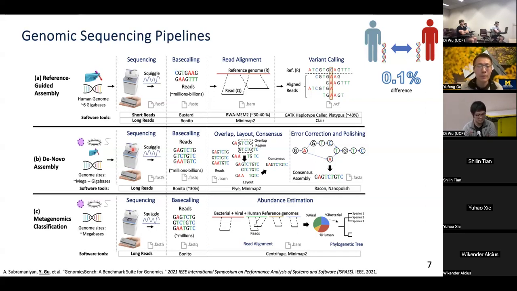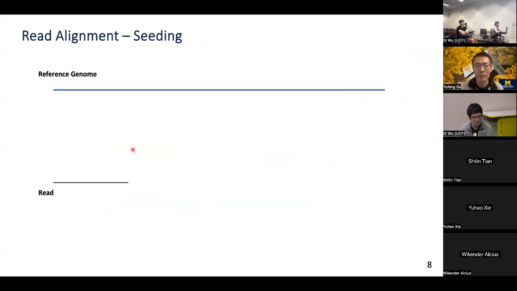And among them, today, one of the most common applications, or clinical applications, is the first, reference guided assembly. In this reference guided assembly, an important step is read alignment. Read alignment means we want to map each read to a specific location in the reference genome. So let's first briefly look at how read alignment works. Here is a small read and a large reference.